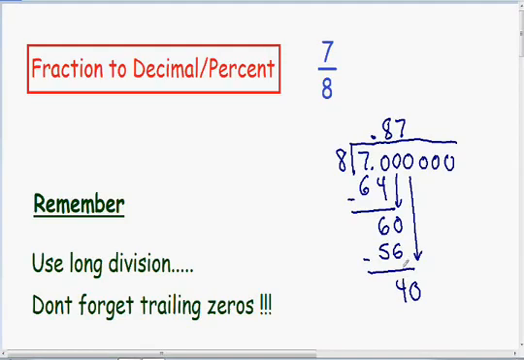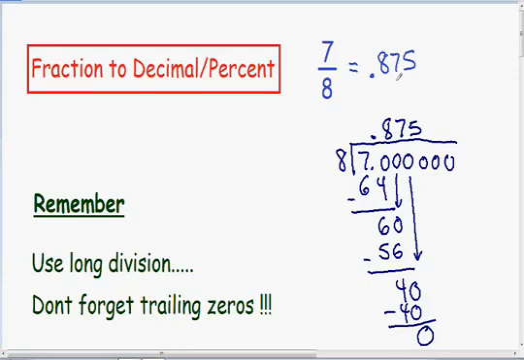8 goes into 40 5 times. And 5 times 8 is 40. And if we subtract 40 and 40, we get a remainder of 0. And once you get a remainder of 0, you can stop dividing. So now we just divided 7 by 8. So we know that 7/8 is equal to 0.875. So now we just changed 7/8 into a decimal.